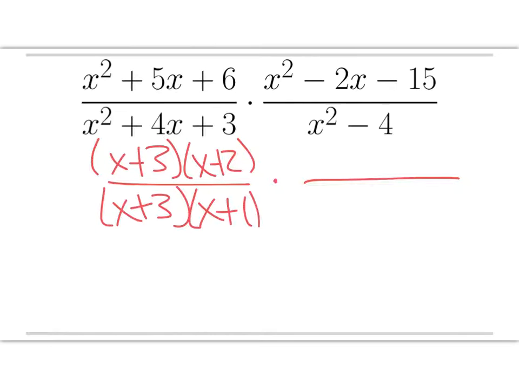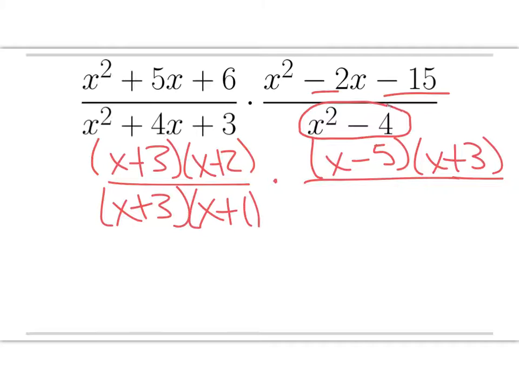Well, let's factor the second rational expression. X squared minus 2x minus 15: the numbers that multiply to make negative 15 and add to negative 2 are negative 5 and positive 3. So we'll rewrite this as x minus 5 and x plus 3. The denominator is the difference of perfect squares, so we can rewrite that as x plus 2 times x minus 2. If you didn't see the difference of squares, you would say, what two numbers multiply to negative 4 and add to 0? Pretty simply, that would be 2 and negative 2.